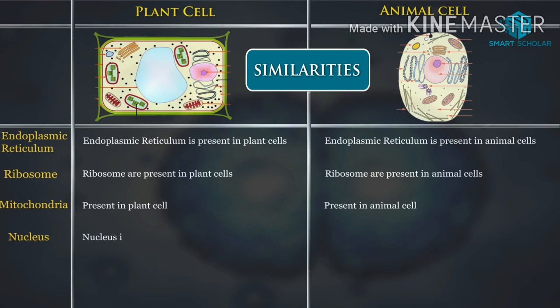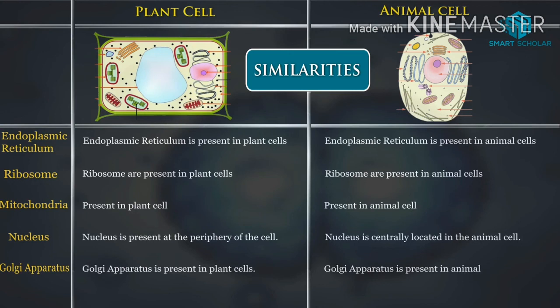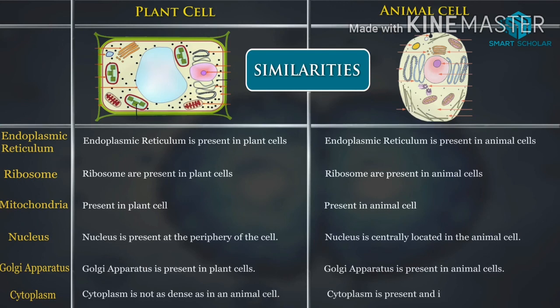Nucleus. Nucleus is present at the periphery of the cell in plant cells. Nucleus is centrally located in animal cells. Golgi apparatus. The Golgi apparatus is present in plant cells. In the same way, the Golgi apparatus is present in animal cells. Cytoplasm. Cytoplasm is not as dense in plant cells as in animal cells. Cytoplasm is present and is dense in animal cells.